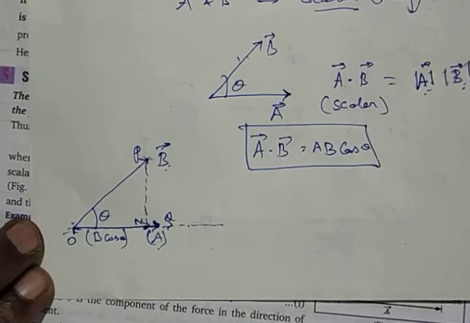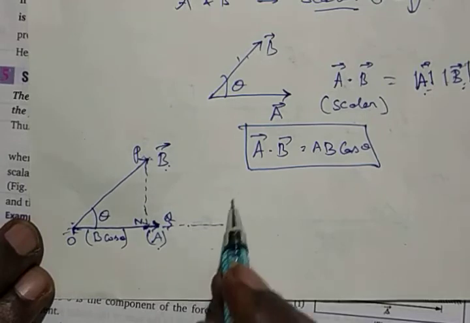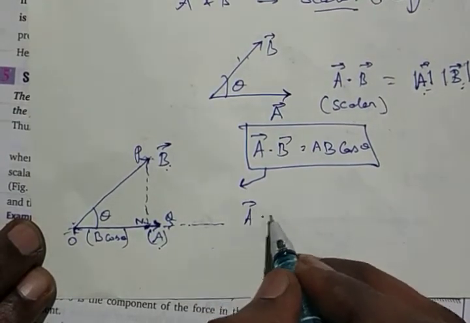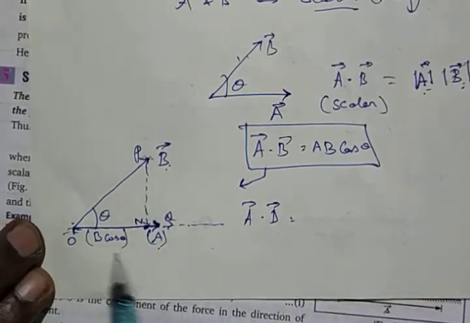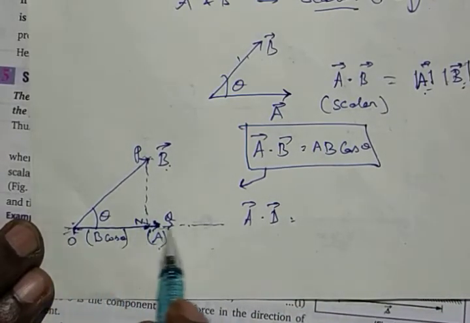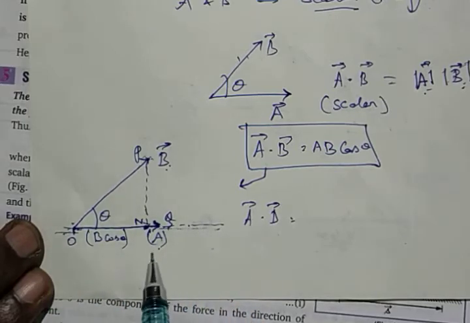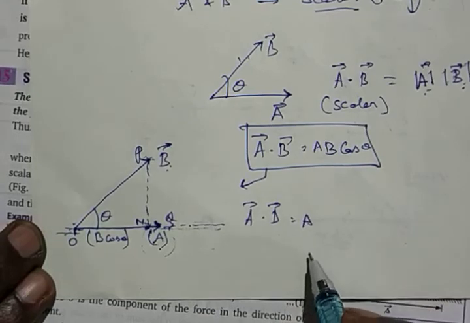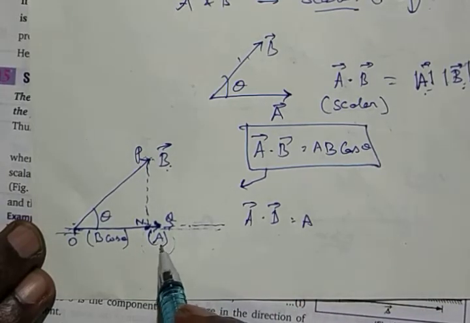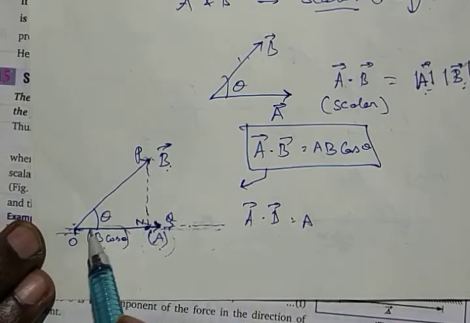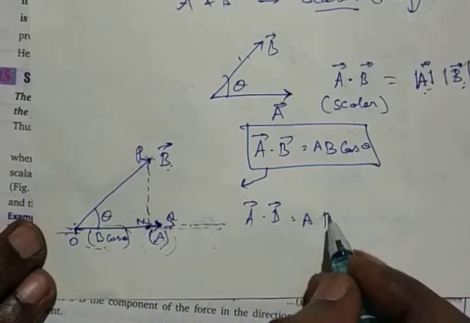Now, dot product is also told as A vector dot B vector equal to the product of two things in the same direction. What are the two things in the same direction? One is A vector, that is the magnitude of A vector, and the horizontal component of B vector. What is the horizontal component of B vector? That is B cos theta.